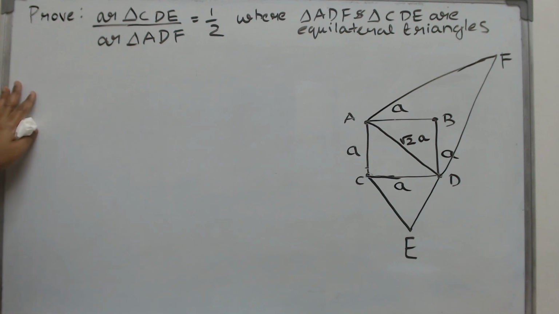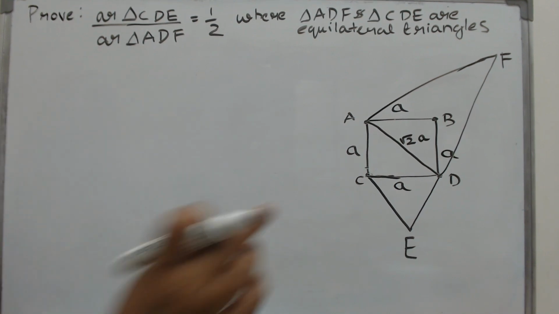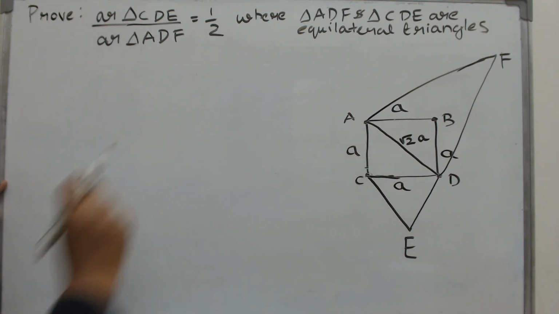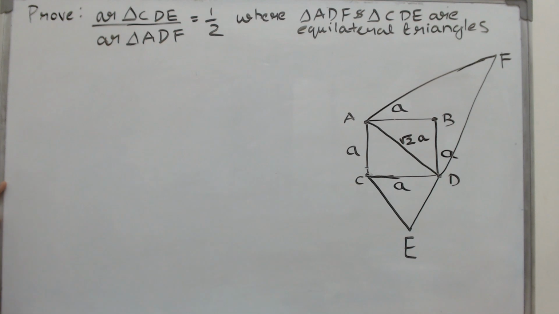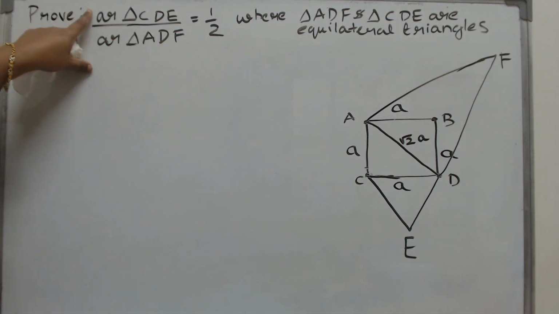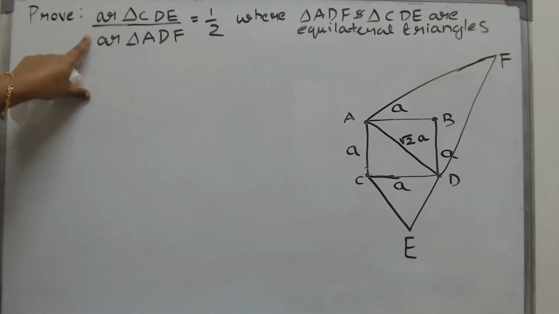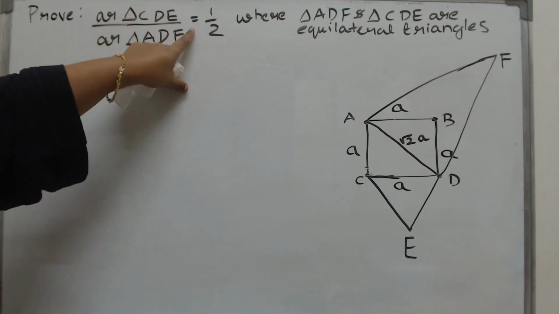So what is our question here? What is the situation that we are dealing with? We are constructing two equilateral triangles, one on the side of the square and another one on the diagonal of the square. Now you have to prove that the ratio of their areas is 1/2.